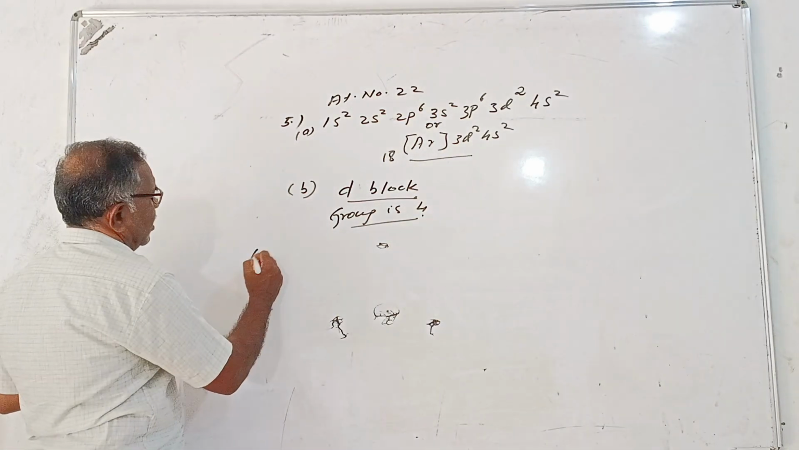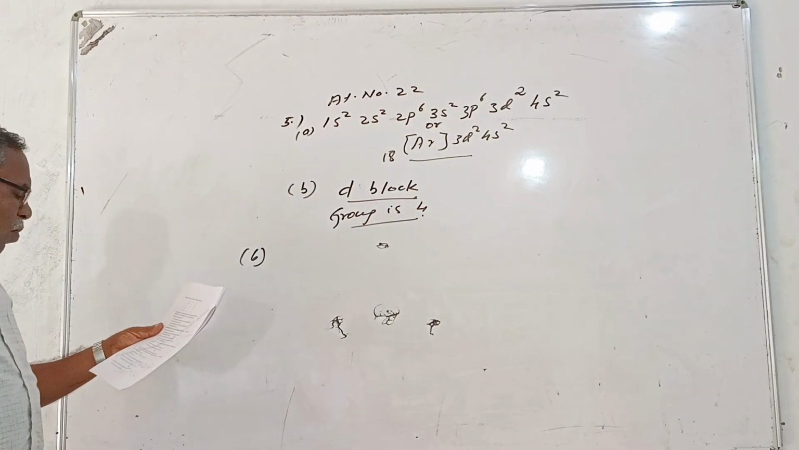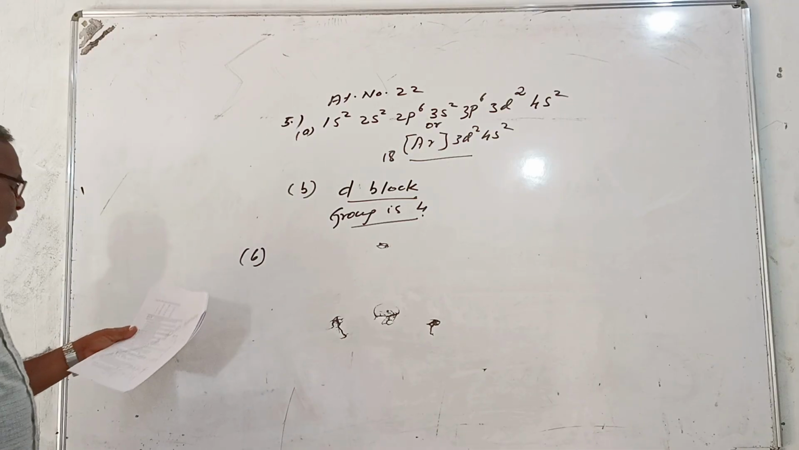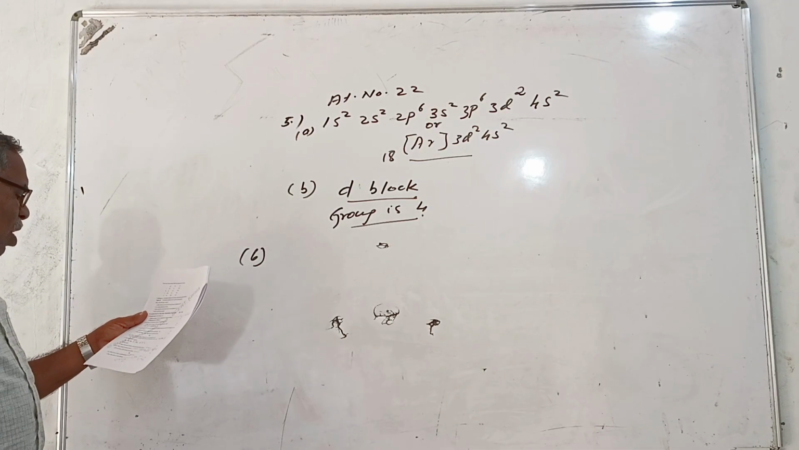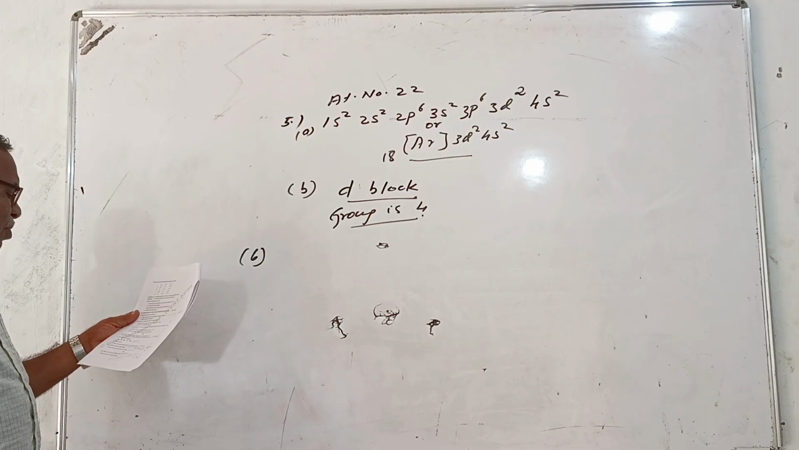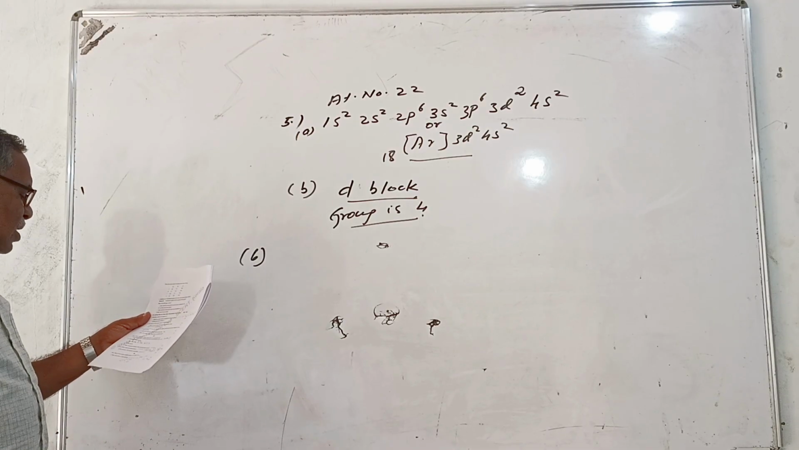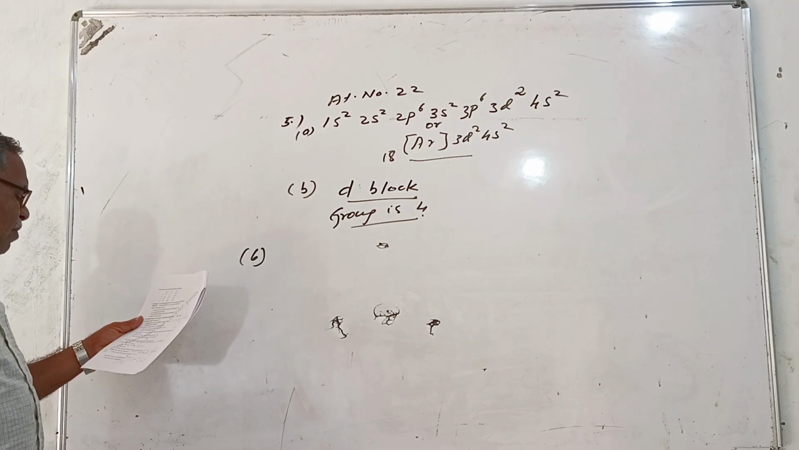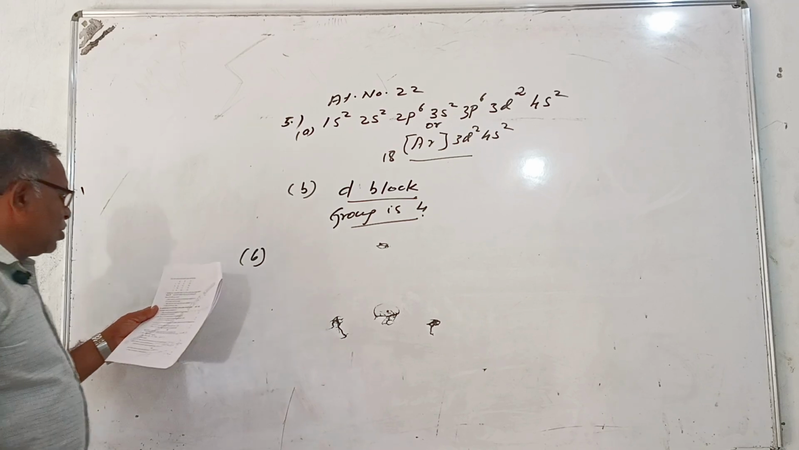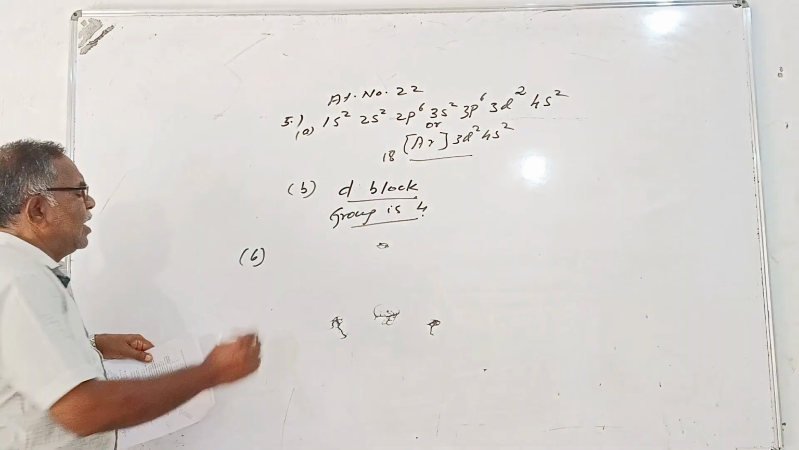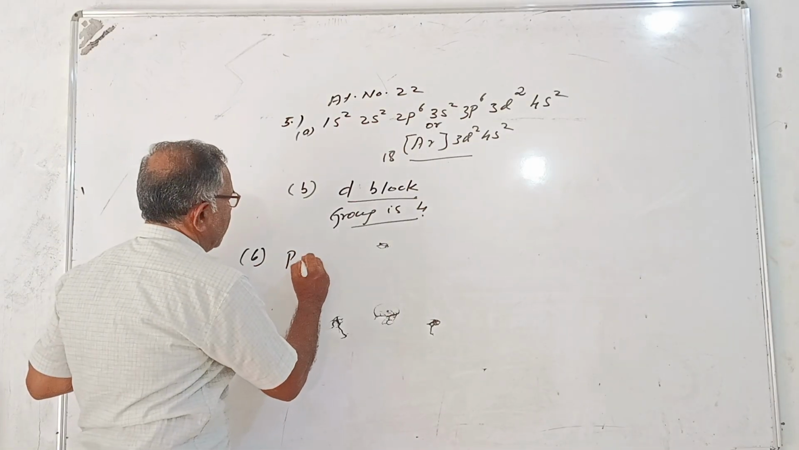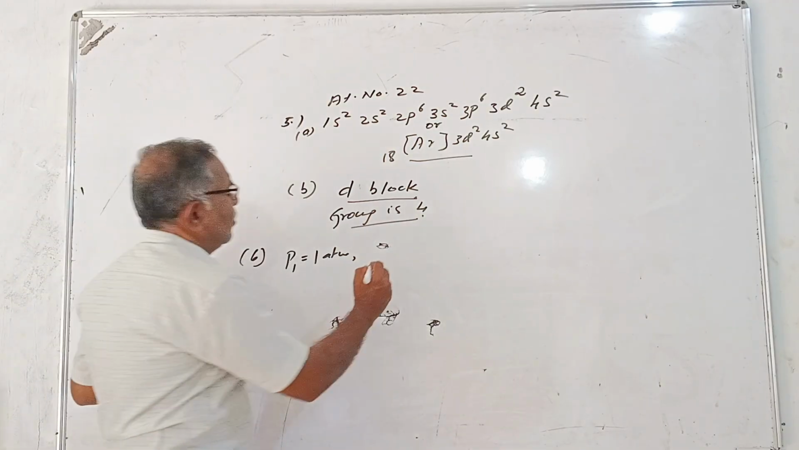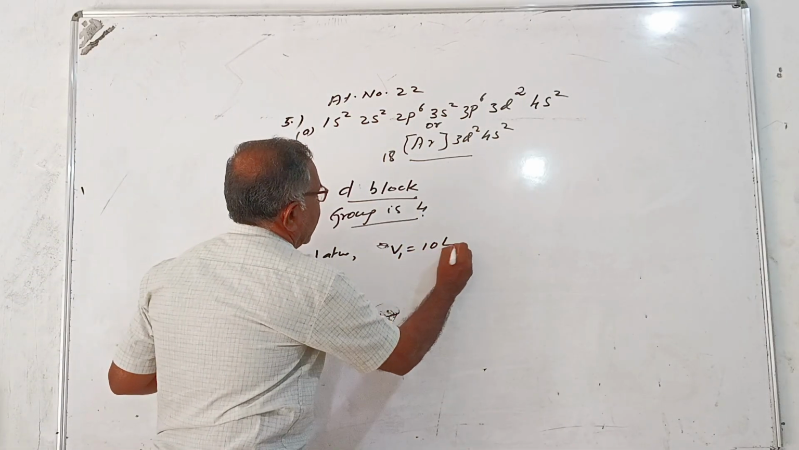Next, question number 6. The volume of a fixed mass of gas at 1 atmosphere pressure is 10 liter. Question A: What will be its volume if the pressure is increased to 5 atmosphere? Question B: State the gas law applicable here. So we can write P1 is equal to 1 atmosphere pressure, and volume V1 is 10 liter.